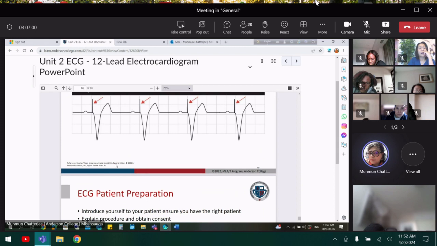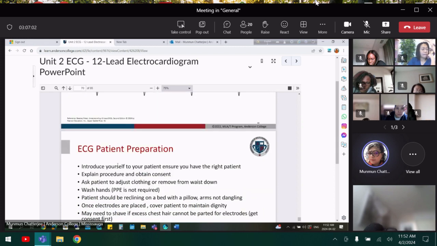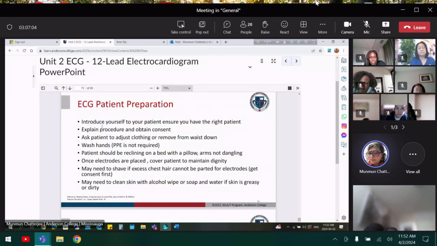How are you going to do the ECG? Everybody knows that. First of all, it's the regular routine. Introduce yourself to your patient, ensure you have the right patient, do the patient identification. Always explain the procedure. You are going to miss it when you are going to do that. Even for the blood work, explain the procedure and obtain consent. Ask the patient to adjust clothing or remove from the waist down.